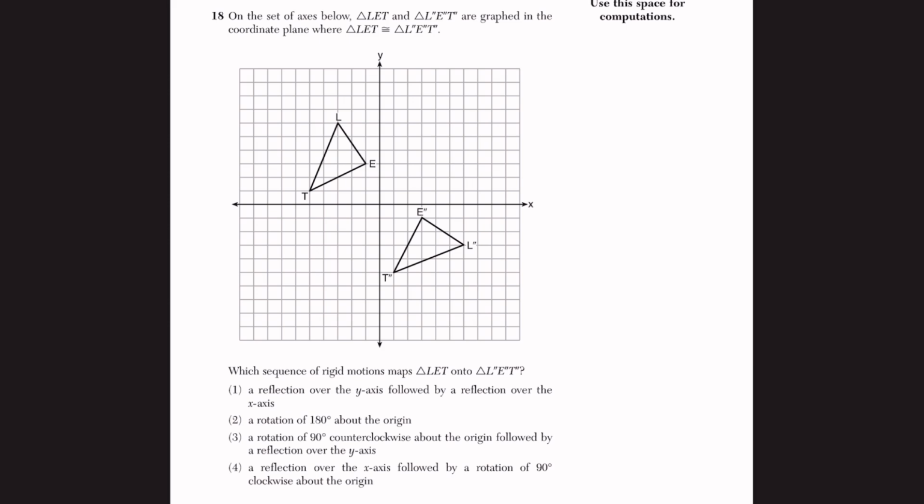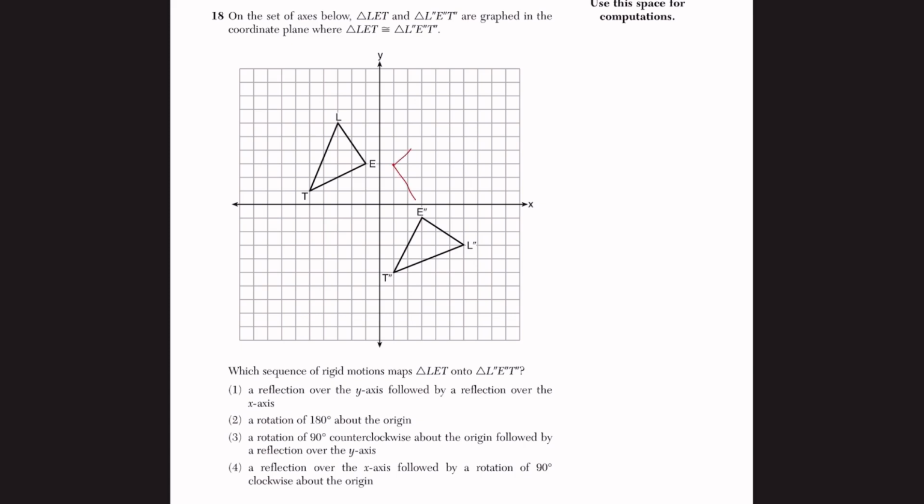Question 18. On the set of axes below, triangle LET and triangle L'E'T' are graphed in the coordinate plane where triangle LET is congruent to triangle L'E'T'. Which sequence of rigid motions maps these two triangles onto each other? Number 1, a reflection over the y-axis followed by a reflection over the x-axis.